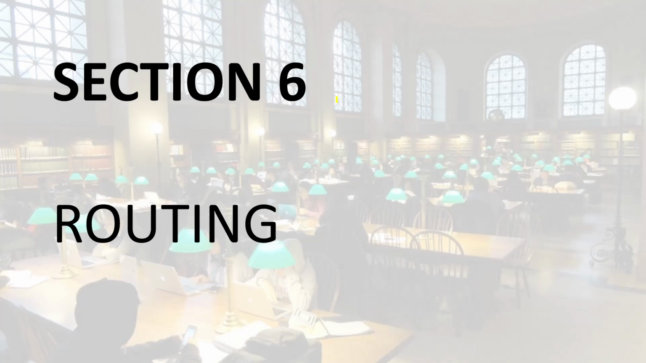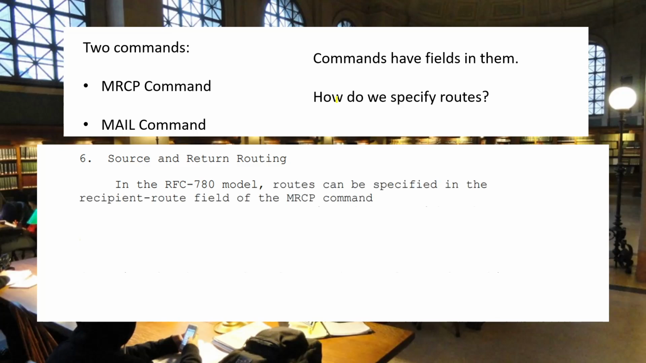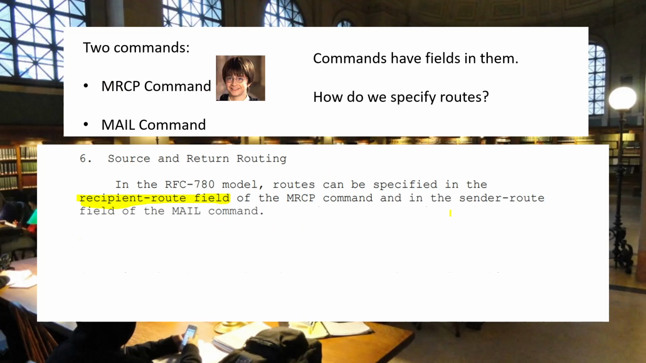Quite a confusing section, that, section 5, but we're now on to section 6, routing. So there are two commands, the mail recipient command and the mail command. And these commands have fields in them. That's the idea. In the RFC 780 model, routes can be specified in the recipient root field of the MRCP command. We've been talking about that. Okay, so in that command, the mail recipient command, we use the recipient root field. And if we're talking about the mail command, we tend to use the sender root field. Okay.